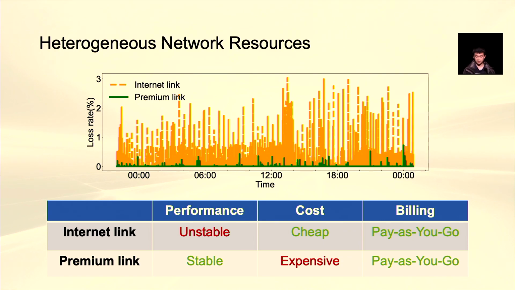As a latency-sensitive service, a high loss rate greatly impacts the fluency of video conferencing. Premier links can provide high performance for video conferencing, but are too expensive to afford. The unit egress fees of premier links are significantly higher than those of internet links. Therefore, it is challenging for video conferencing to use these heterogeneous network resources.